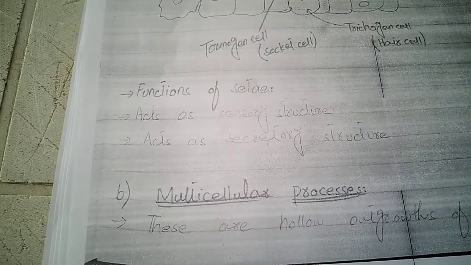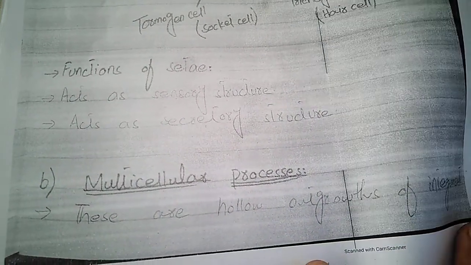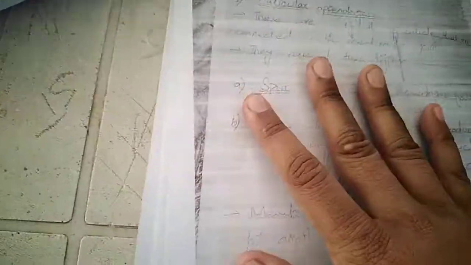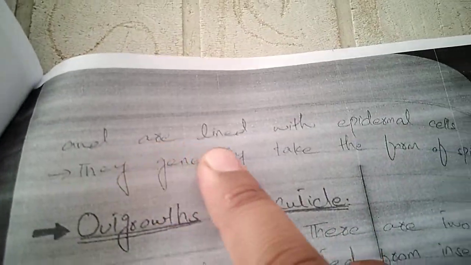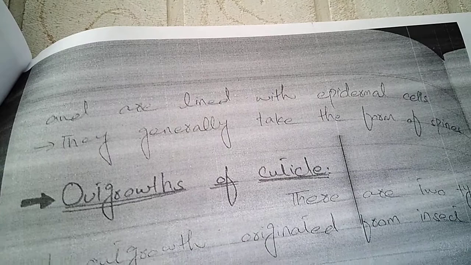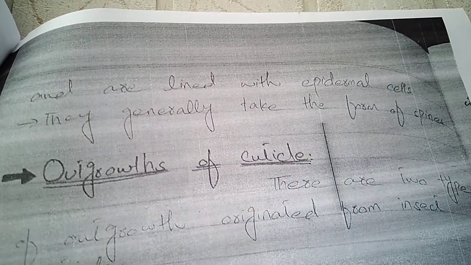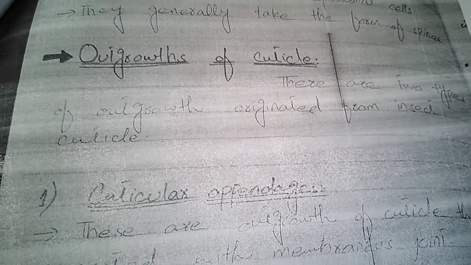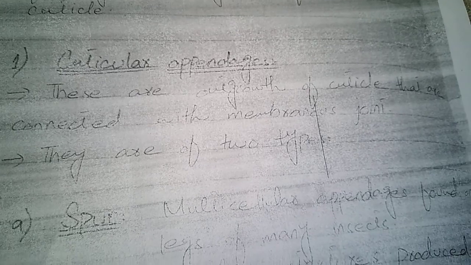Multicellular processes are hollow outgrowths of the integument, and are lined with the epidermal cells. They generally take the form of spines. Outgrowths of the cuticle: there are two types of cuticular outgrowth. First one is the cuticular appendages. These are outgrowths of the cuticle that are connected with membranes. No hard covering is present between them.